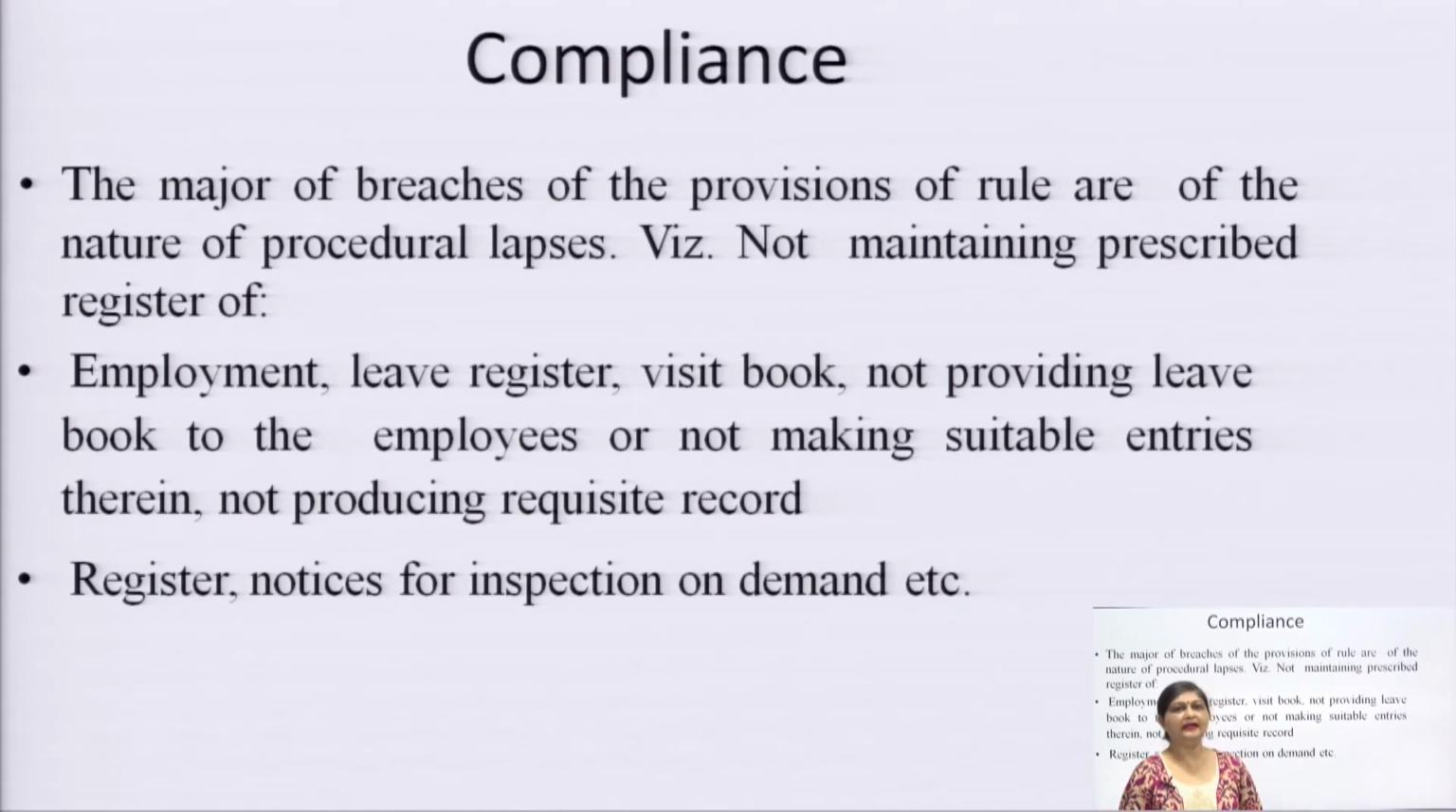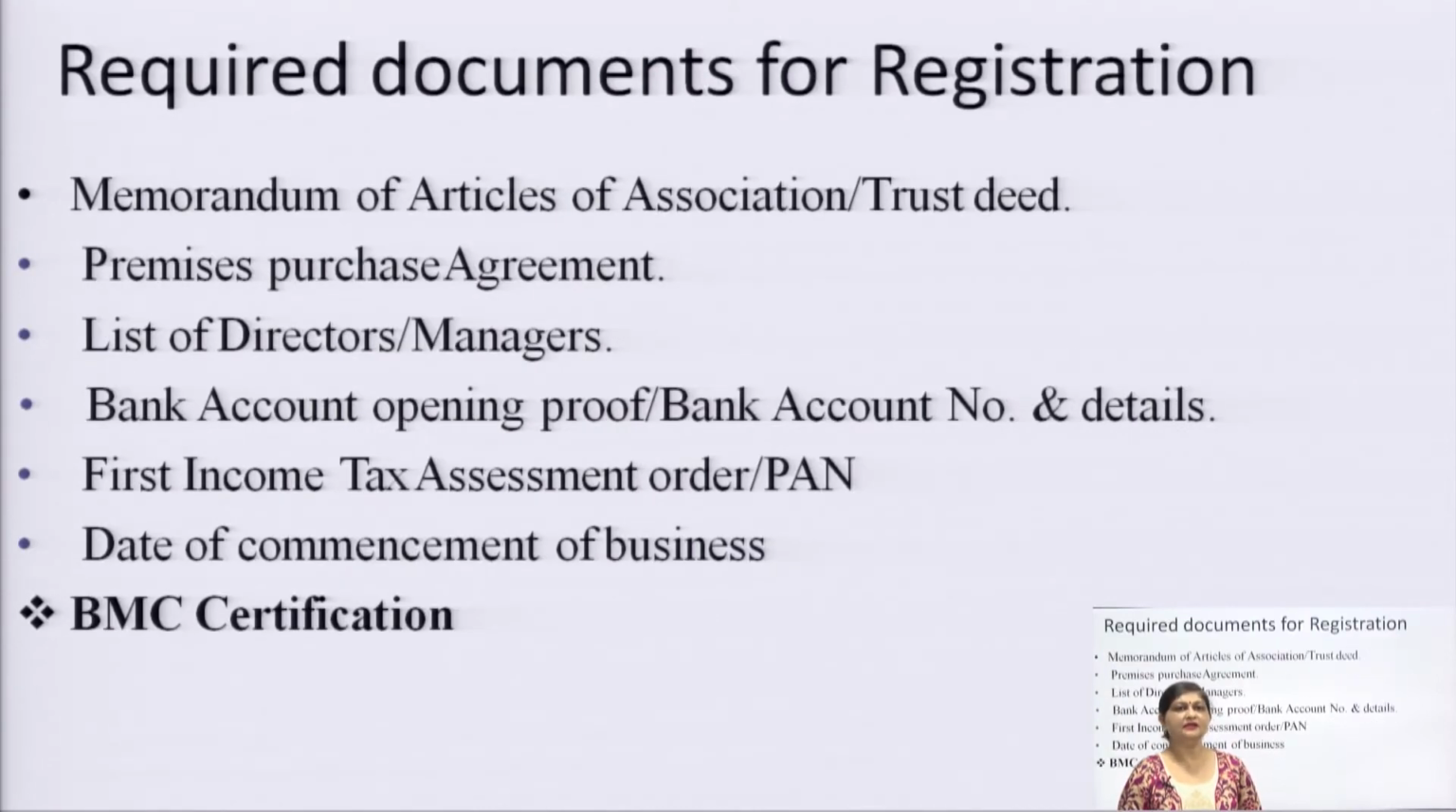The major breaches of the provisions of the rules are of the nature of procedural lapses, such as not maintaining the prescribed register for employment, leave register, visit book, not providing leave book to the employees or not making suitable entries therein, and not producing requisite records, registers and notices for inspection on demand, etc. These are the compliances in which they have to work.